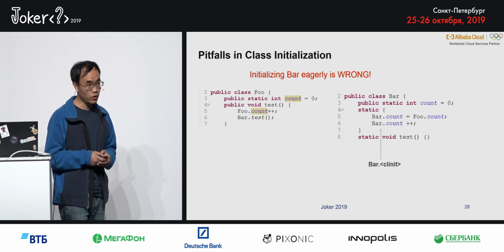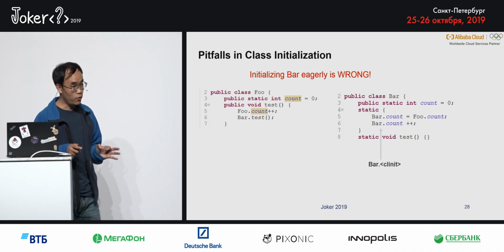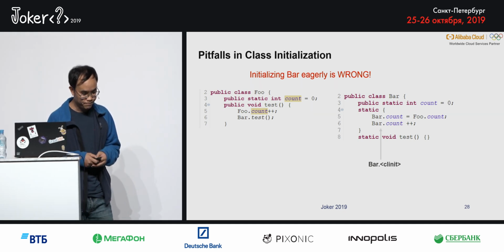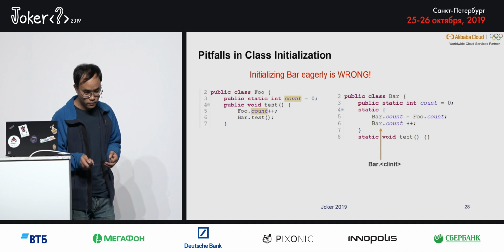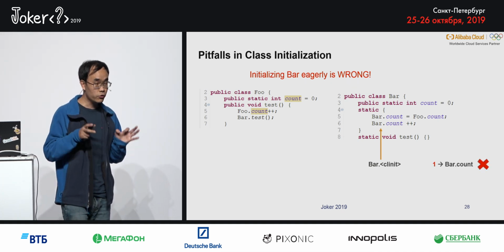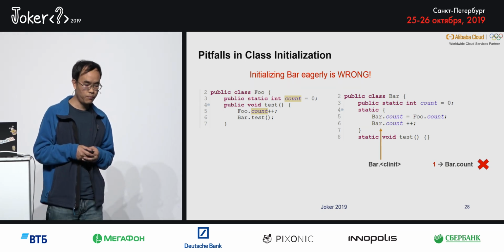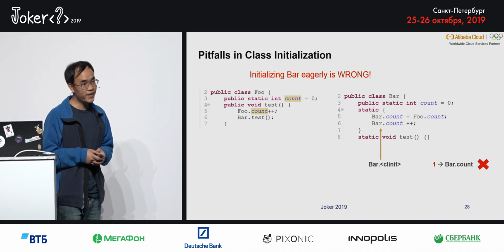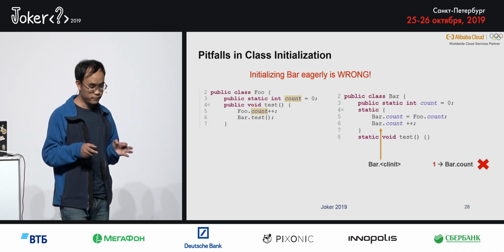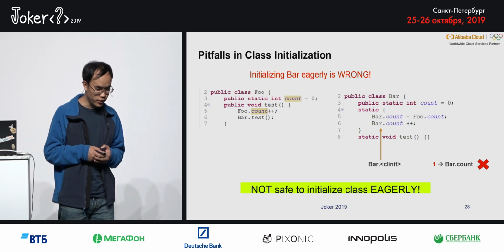It means what will happen? It means the JVM just calls bar's class initializer directly, but without calling the full test method. So what's the problem? If the JVM just initializes bar eagerly, then the result of bar count is 1, right? The problem here is this result is different from the normal execution.